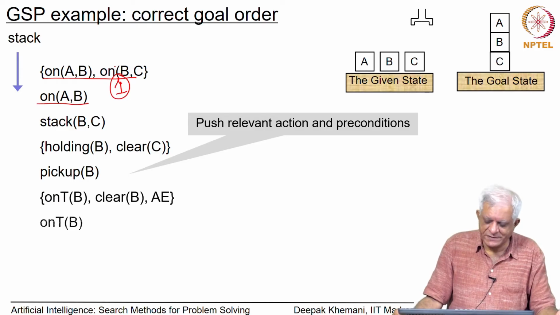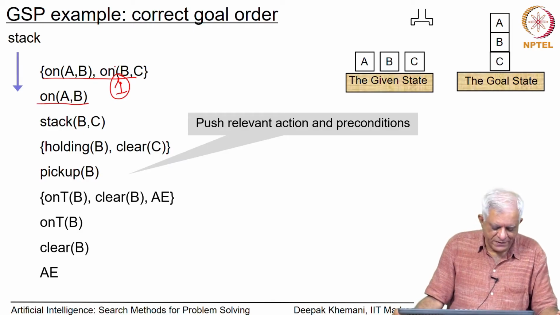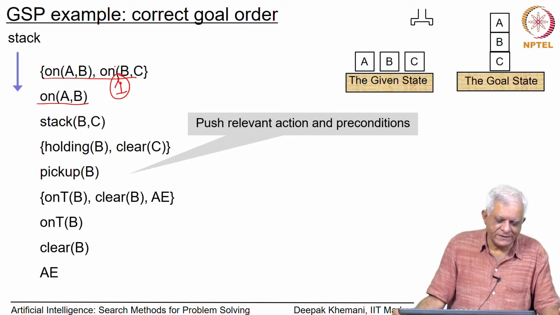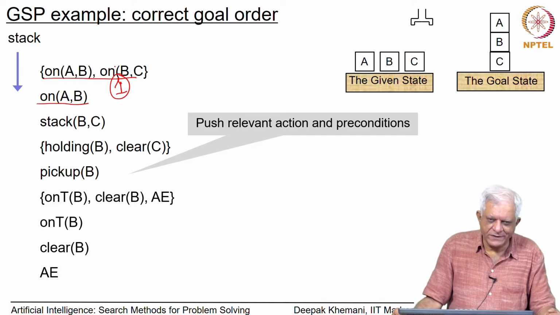What are the preconditions for pick up B? That it must be on the table, because that is how the action is defined. It must be clear, there must be nothing else on top of B, and the arm must be empty. And then we push in the three individual goals one by one in this same order. I have put them in this order, but it does not have to be in the same order. Maybe you can devise an algorithm slightly more cleverly, which in the general case will work better, but it is not so easy to do so, as you will see if you try it out yourself.